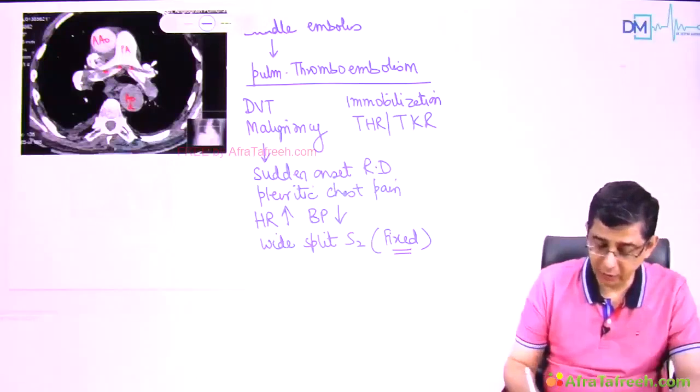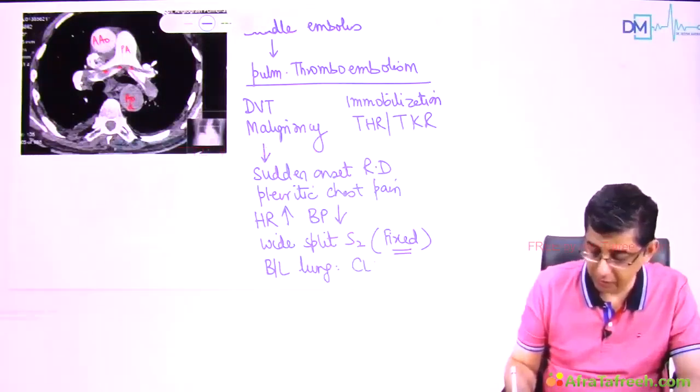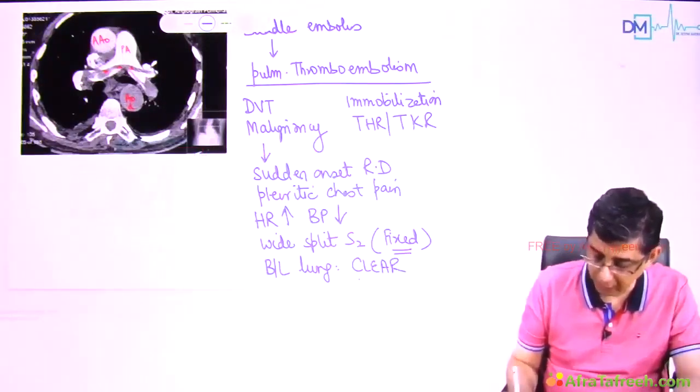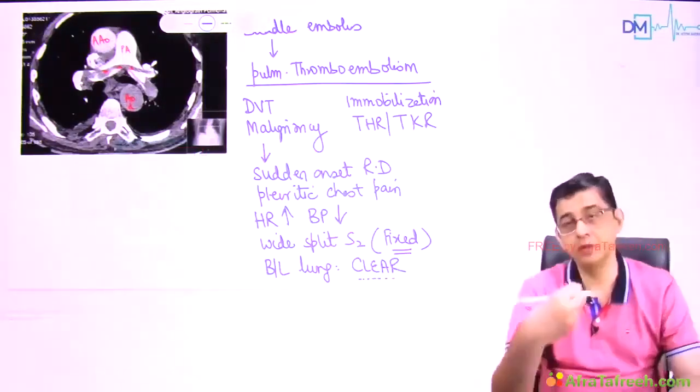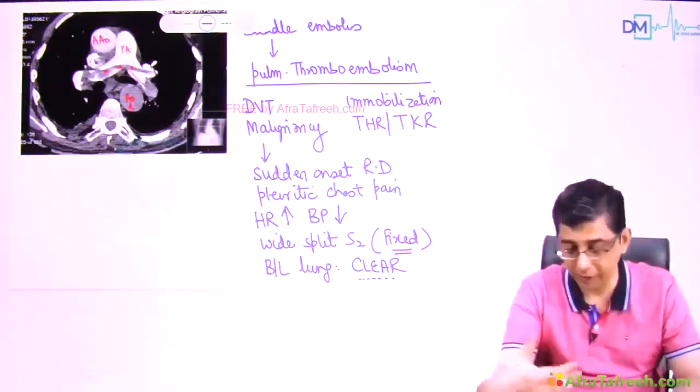Because of the deterioration of this particular patient, you will have to do a quick workup. Both lungs are clear in this condition. Why clear? Because there is no pulmonary edema in this condition. Pulmonary edema is a feature of left ventricular failure. This patient is having a right ventricular failure, so bilateral lungs are clear.